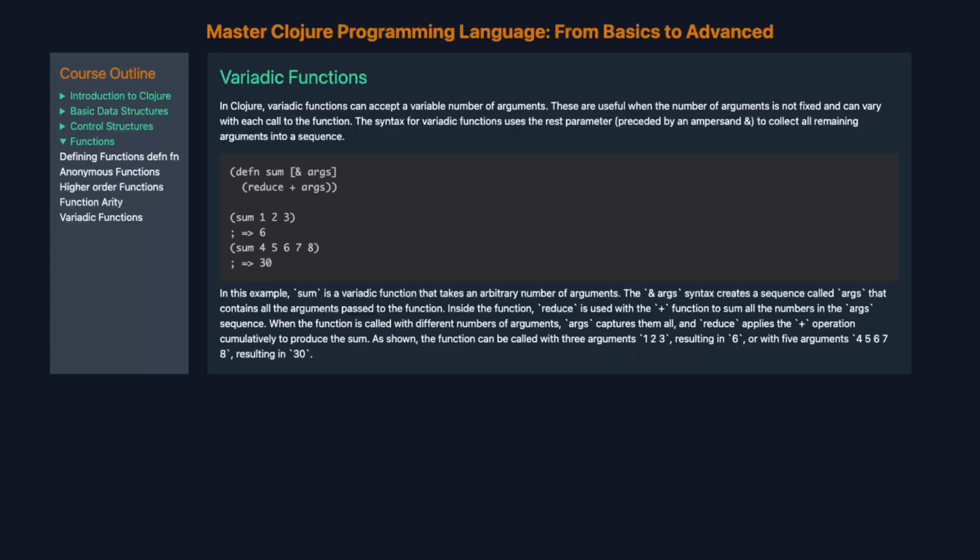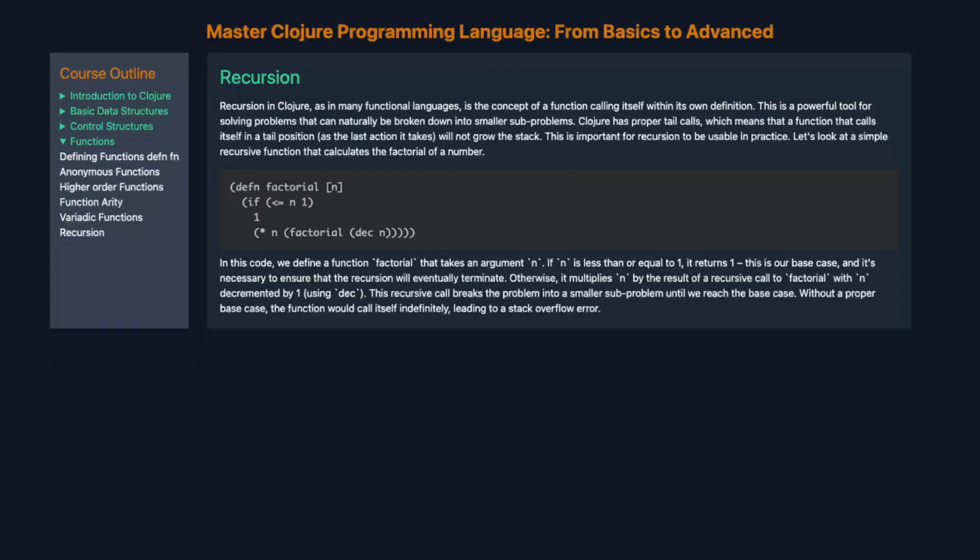When the function is called with different numbers of arguments, args captures them all, and reduce applies the plus operation cumulatively to produce the sum. As shown, the function can be called with 3 arguments, 1, 2, 3, resulting in 6, or with 5 arguments, 4, 5, 6, 7, 8, resulting in 30.